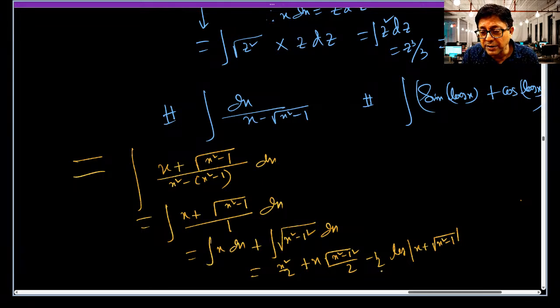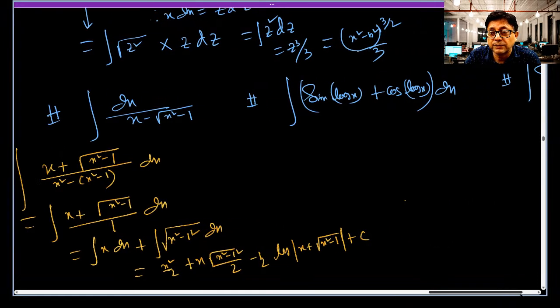I hope you have understood. Finished? Okay? Not a difficult one. After rationalization, don't think that is a first chapter sum. This sum is suitable for discussion of the formula root over x square minus a square. How do you think about the next one? Sin log x plus cos log x.